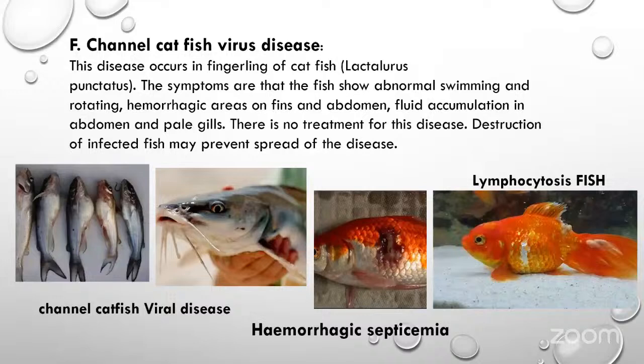See, these are the various viruses that affect the fish. If you see the pictures, you can understand. These are channel catfish, how they look once they get attacked with this virus, the diseased fish. This is the fish attacked by hemorrhagic septicemia, and this is the fish attacked by lymphocytosis.